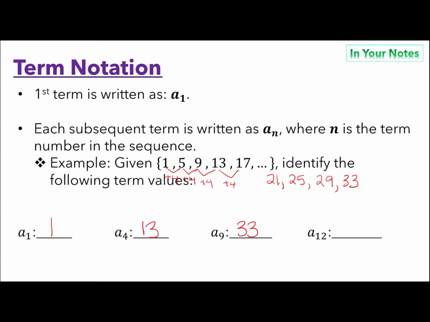And then a sub 12. So we need to go, I think, 3 more. So 33 plus 4 is 37. 37 plus 4 is 41. And then 41 plus 4 is 45. Let's just make sure that's our 12th term. 1, 2, 3, 4, 5, 6, 7, 8, 9, 10, 11. It is our 12th term. So that would be 45.